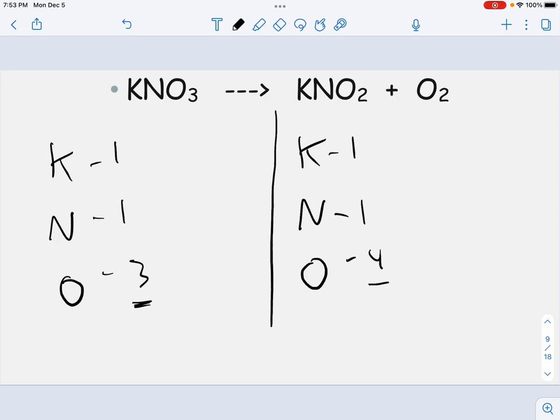First, on the left-hand side, we're going to add a 4 to KNO3. And by doing that, we now have 4 potassiums, 4 nitrogens, and 12 oxygens. Now, nothing is balanced. But let's take a look at potassium and nitrogen. We've got 4 on the left, and we want to get 4 on the right. So what can we do? We're going to add a 4 to KNO2. By doing that, we're going to have 4 potassiums, 4 nitrogens, and check this out.